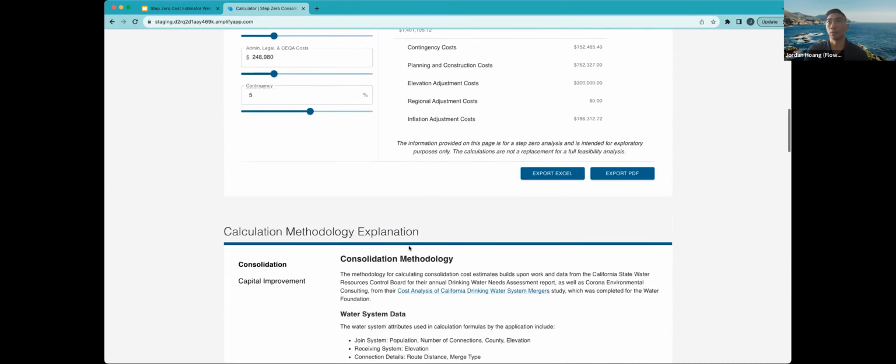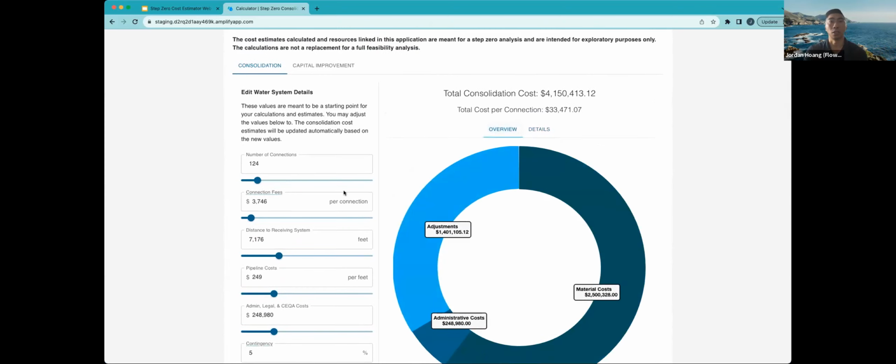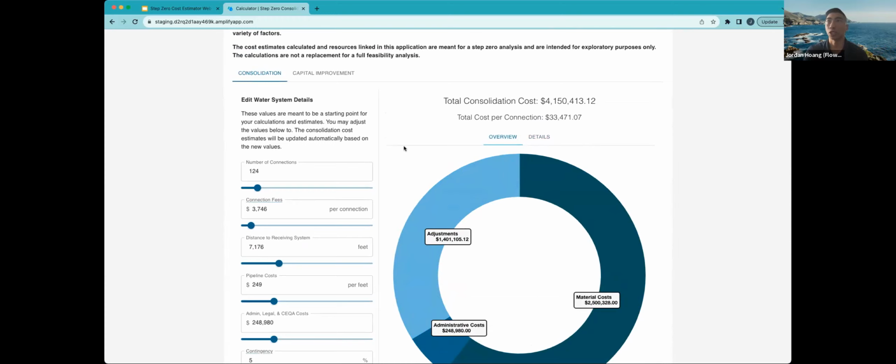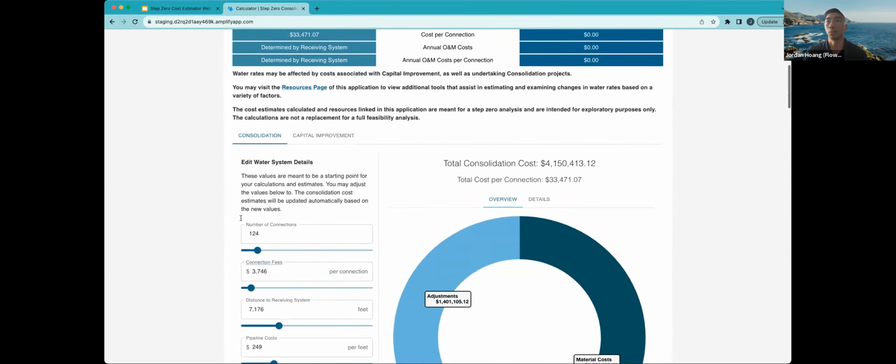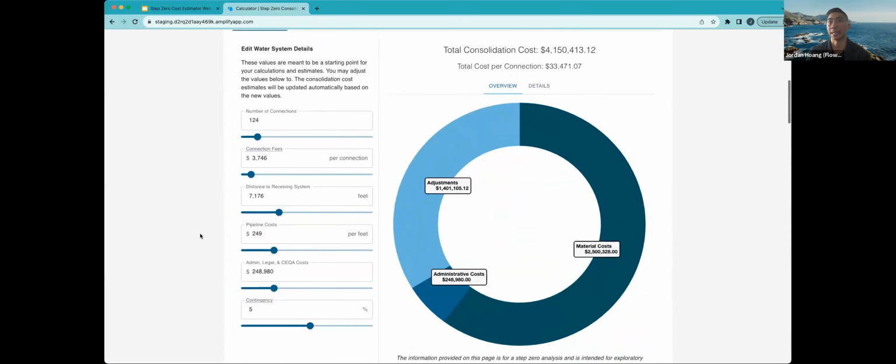I know I breezed through this part, but I wanted to pause here and open it for questions, feedback, critique on the consolidation portion of the application before we move over to the capital improvement side.